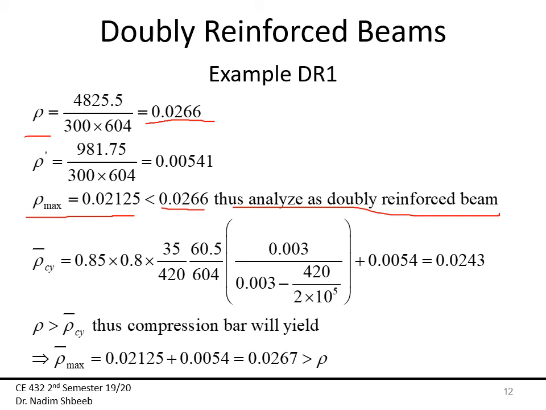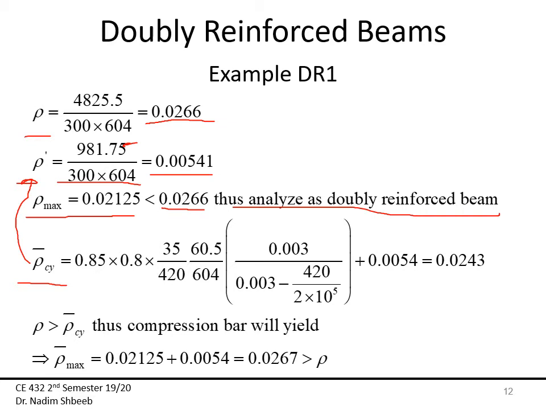Now, the second step would be to calculate the rho bar cy, or the compression yielding strain, to make sure if the compression steel is yielding or not. For that, obviously, I need to calculate rho prime. Rho prime is the 2,525 divided again by b d, and that's equal to 0.0054.